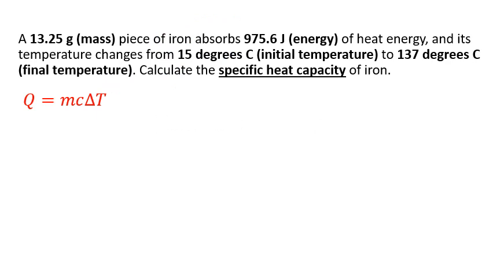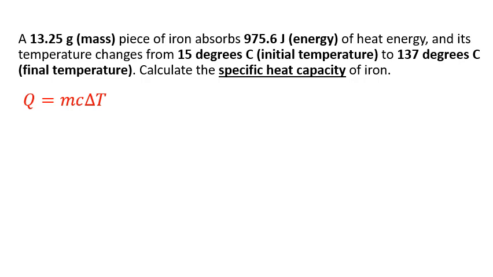For our first problem, we have a 13.25 gram mass piece of iron that absorbs 975.6 joules of heat energy, and its temperature changed from 15 degrees C to 137 degrees Celsius. Calculate the specific heat capacity of iron.